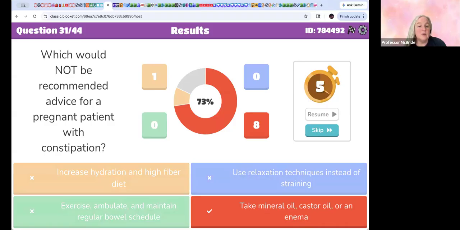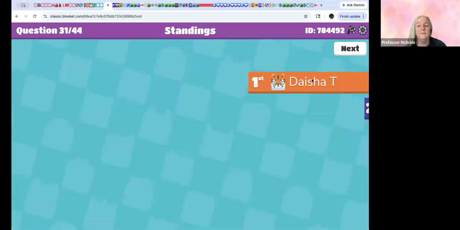All of the rest of this is things that would be helpful to her. Hydration, high fiber diet, exercising, ambulating, maintaining a regular bowel schedule. So not holding it, and relaxing instead of straining on the toilet. Things like that are all good things for her to learn. But we're not encouraging her to take these other things unless it's ordered or recommended by her provider.